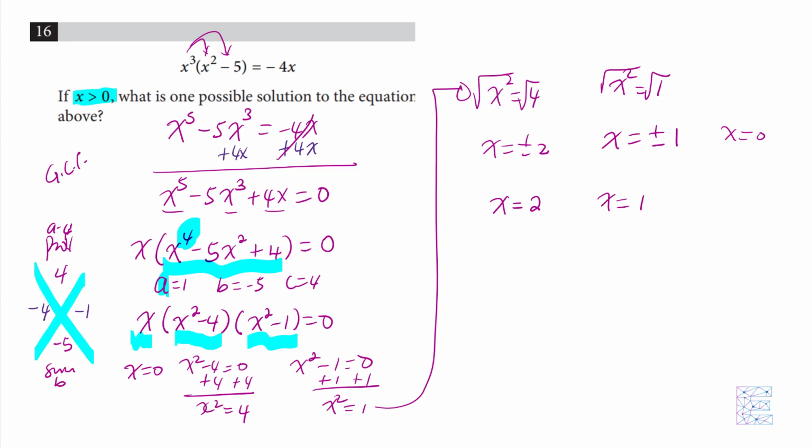So yes, the SAT sometimes will have questions that have more than one right answer. You just want to choose whichever one you like better. So just grid in 2 if you like 2 better, or grid in 1 if you like 1 better.